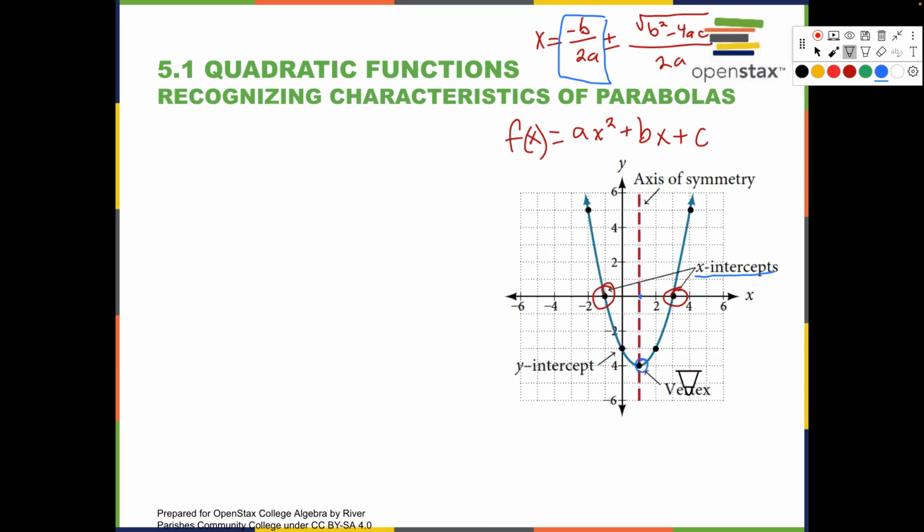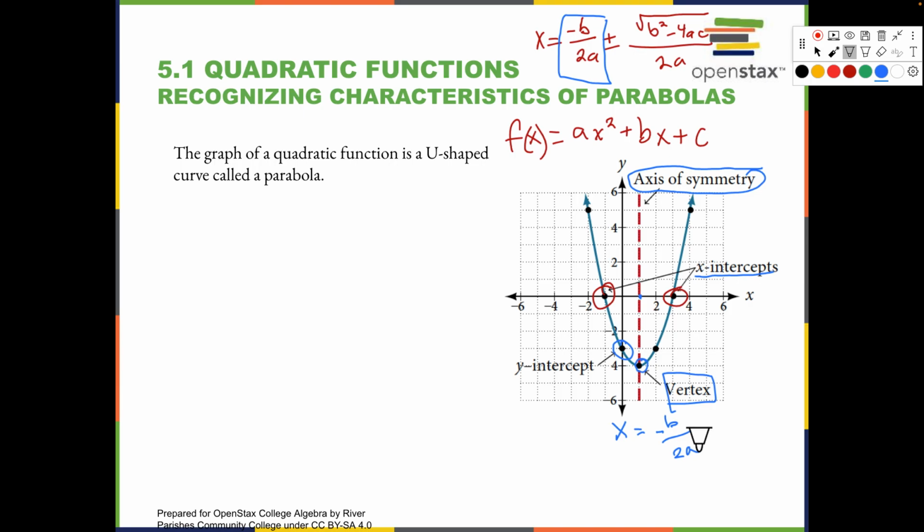Along with the vertex and x-intercepts, the y-intercept sometimes plays an important role because that's the starting value. Sort of when x is 0, that's the value there. So sometimes that's important. And then the axis of symmetry is what cuts the parabola in half, and it's tied to the vertex. It's the x-coordinate of the vertex. Whatever that is, it's going to be x equals minus b over 2a. So that's how we get the x-coordinate.